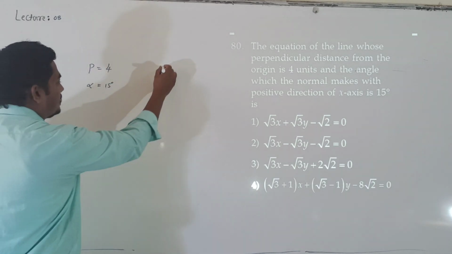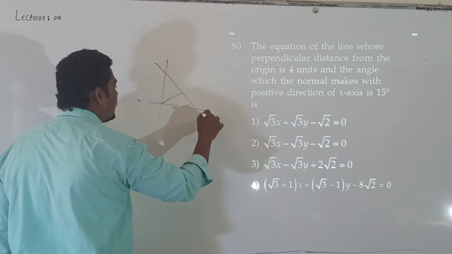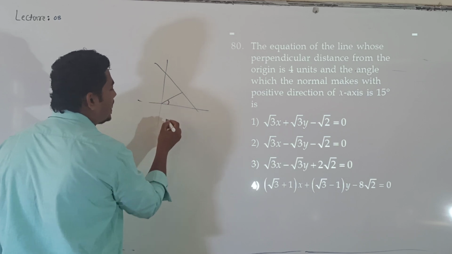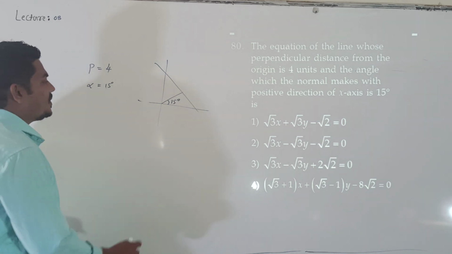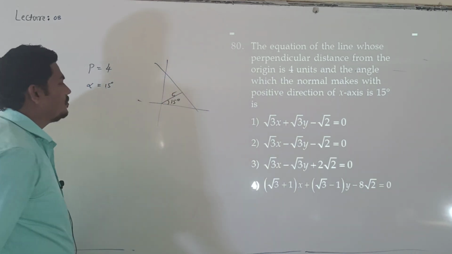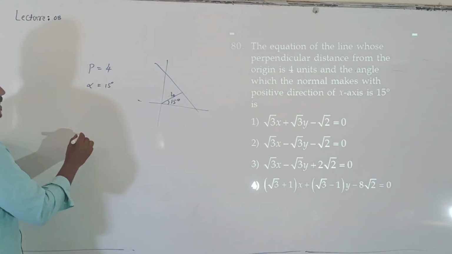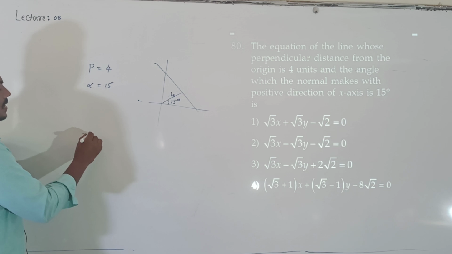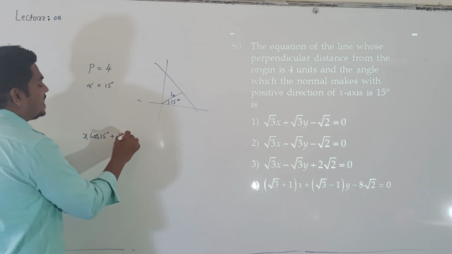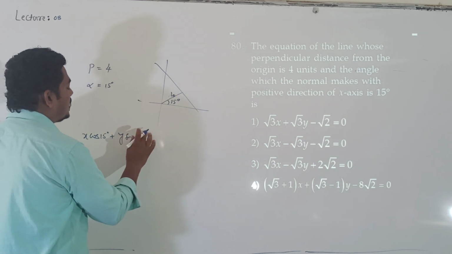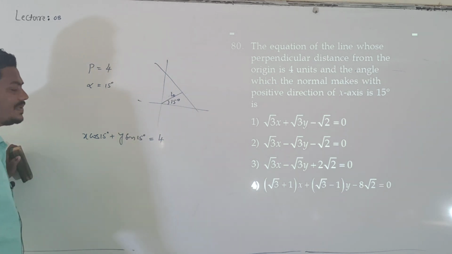What is the situation? This is the normal line, our required line is here. The angle made by the normal line with the positive direction of x-axis is 15 degree, and this is p, value 4, they have given. Just use the normal form, x cos alpha, in this case alpha value 15 degree, plus y sin alpha. What is the alpha value here? 15 degree. That is equal to p, in this case p value 4.